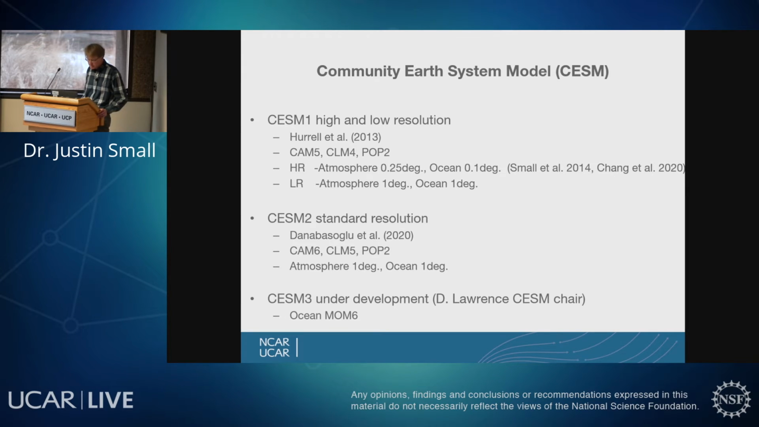Version 1 of CESM was described in a paper by Jim Hurrell, 2013. The atmosphere model is CAM5, the land model is CLM4, and the ocean model is POP2. If you want more information, please go to the reference. And the high resolution we use here is 1/4 degree in the atmosphere and land, and 1/10 degree in the ocean and sea ice. So it's a global model. And then the low resolution is 1 degree in both atmosphere and ocean. And that's described in these papers led by myself in 2014.